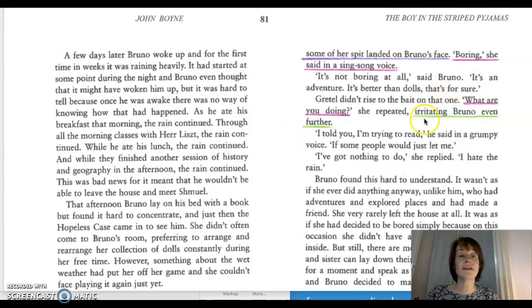And it says right here, she's irritating Bruno. So that's the effect that she has on Bruno, and that effect tells me something about her character. It tells me that she is annoying. It tells me that she is someone who bugs you. And so that is definitely going to be included in my character analysis of Gretel for this chapter.